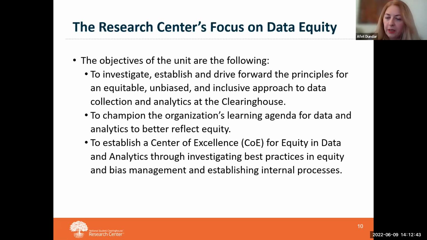Really develop and grow the learning agenda for data and analytics to better reflect equity. And finally, as we are establishing these principles and practices by investigating best practices, we will develop capacity internally so that we can also help the organizations that work with us, institutions that submit data to us, which we hope would ultimately lead to the establishment of a Center of Excellence at the clearinghouse for equity in data and analytics. And with Center of Excellence, we really mean it's not a formal unit with hired people, but rather the expertise across the organization.